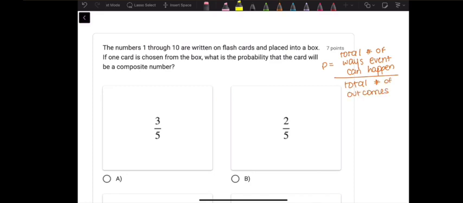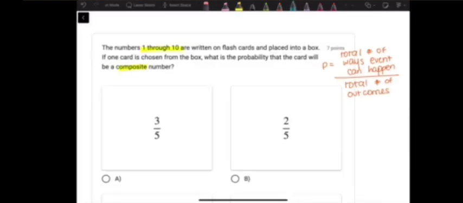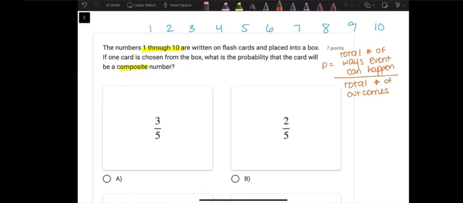In this problem, what we want is composite numbers. Composite numbers are numbers that you can divide by more than just one and themselves. The cards have numbers 1 through 10 written on them. In the numbers 1 through 10, the only composite numbers are going to be 4, 6, 8, 9, and 10. The reason is because 1 can only be divided by 1 and itself. Same story for number 2, same story for 3, 5, and 7.